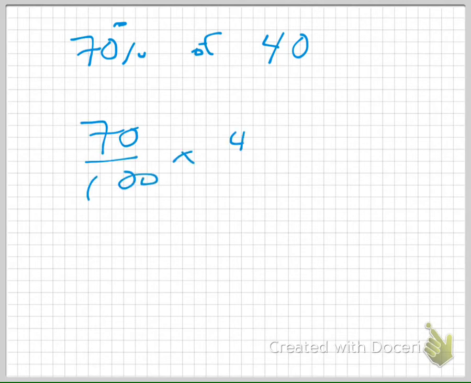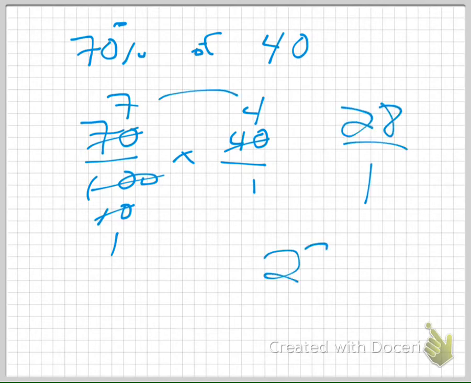Okay, let's try another one. 70% of 40. 70%, what do I do? 70 over 100 times 40 over 1, right? If you set up the problem, then you're good. Divide this by 10, which is 10. Divide this by 10, which is 4. Divide this by 10, which is 1. Divide this by 10, which is 7. 7 times 4 is 28 over 1, which is 28.